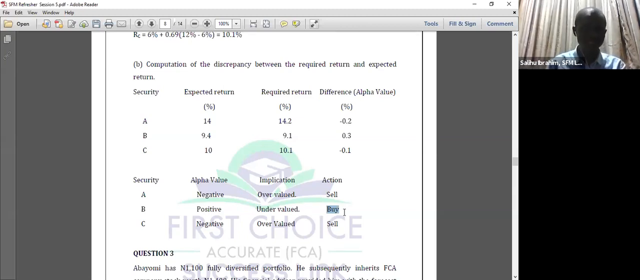Alpha value positive, we do what? Do buy. You don't need to cram this. Whenever you have minus, what does it mean? It means you are giving out. Abi? Just take it that way.